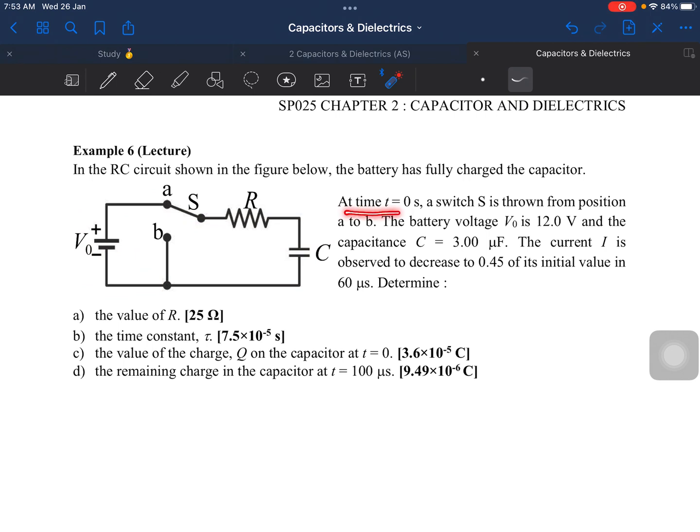So at time equals to 0 second, a switch S is thrown from position A to B. So daripada sini kan, switch ni dia pindah ke sini. So maksudnya A to B ke sini, lepas tu switch ni dia kiranya nak cakap the capacitor is no longer connected to your battery lah. So waktu ni you punya capacitor tengah slowly discharging, okay? Sebab dia no longer connected to the power supply untuk charge dia.